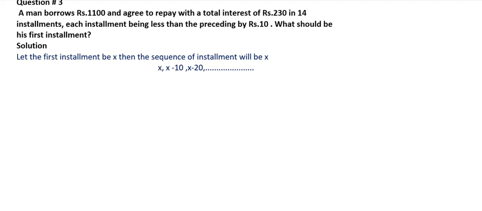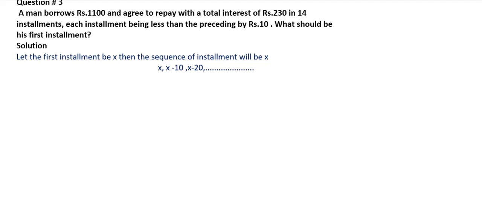So to find the first installment, we suppose that the first installment is x. Then, because every next installment is rupees 10 less than the previous one, the sequence will be x, the first installment, which is the supposed value, and then x minus 10, and then x minus 10 again less from the second one, so it will become x minus 20, and similarly the sequence goes on, and we have to find this x.